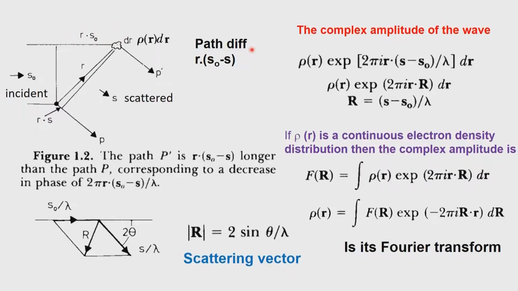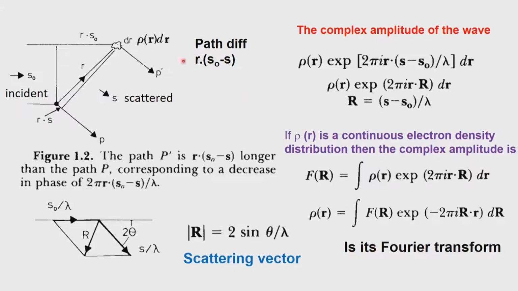So, the path difference therefore will be r dot s naught minus s. That is the additional distance which this wave, this line representing the wave, has travelled compared to this particular line. Since there is no electron density here and there is electron density there, the extra distance that is travelled is the path difference. We already saw that a path difference of delta, if it is positive, will introduce a negative change in the phase difference. So, we can always calculate the phase difference in this particular case.